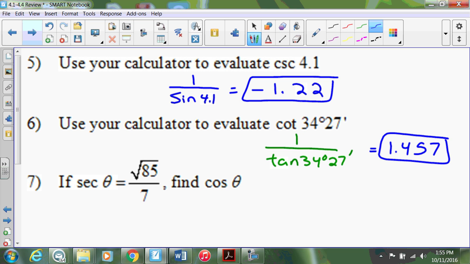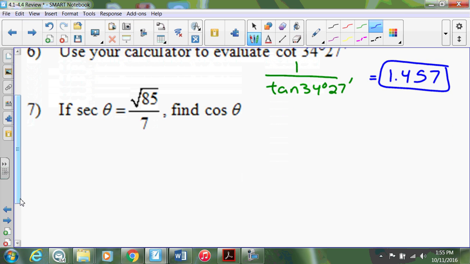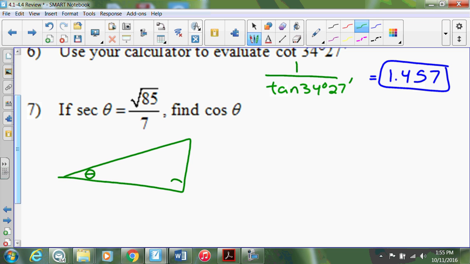Your choice. Okay, so number 7, if secant theta is equal to square root of 85 over 7, find cosine of theta. So in this case, square root of 85 over 7 is not a unit circle answer. So we know right away we are working in the right triangle. We're going to do right triangle trig. And basically in this right triangle, in this crazy crooked right triangle, we've got theta, and it tells us secant theta is equal to square root of 85 over 7.